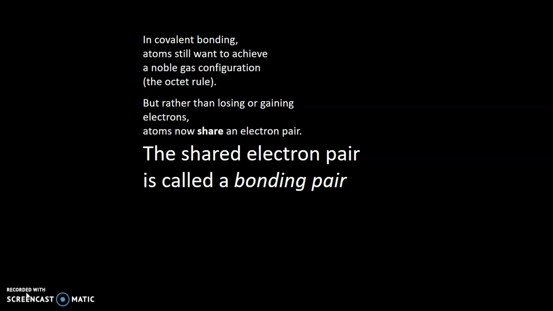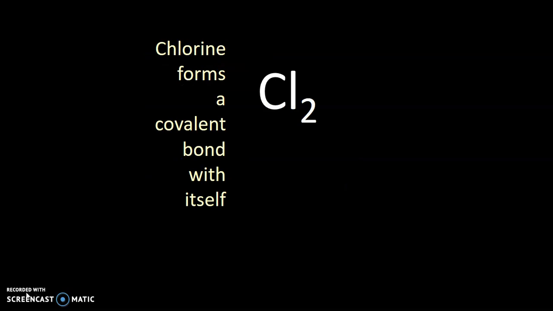And you can have one single sharing pair, bonding pair, or you can have more than one bonding pair, as we'll see. So, if we look at chlorine first of all, chlorine is a non-metal. It forms covalent bonds between its own atoms. So it forms covalent bonds between two chlorine atoms.